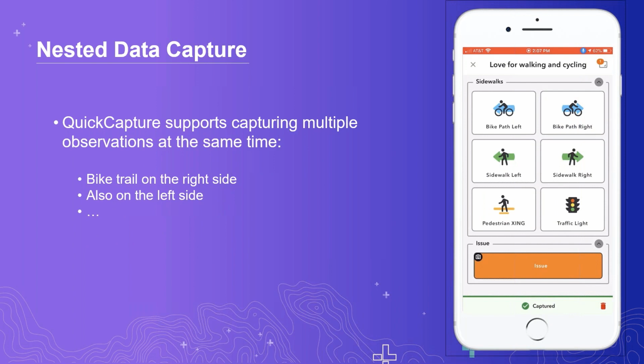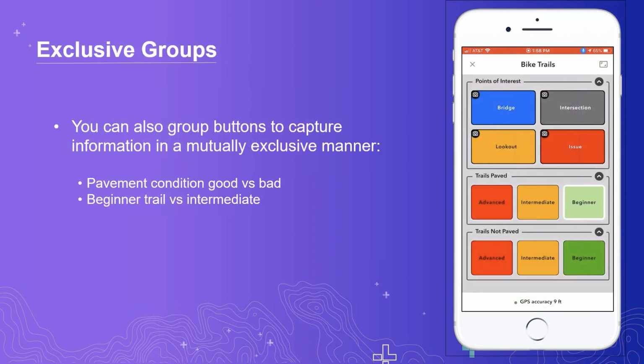As we described early on, QuickCapture is an application that lets you capture multiple features at once. We call this nested data capture, where you can have 1, 2, 3 buttons active, capturing polylines, for example. And while these polylines are being captured, you can also tap on the point buttons to capture field observations along. This is a pretty powerful concept. You can, for example, capture elements at one side of the road while you are capturing elements on the other side of the road.